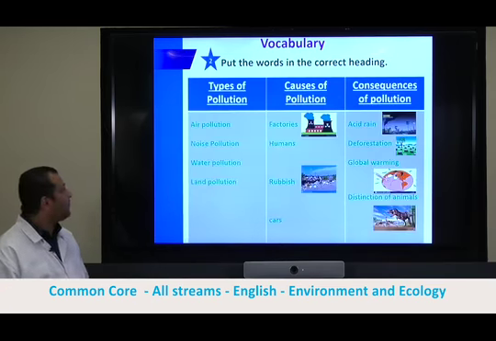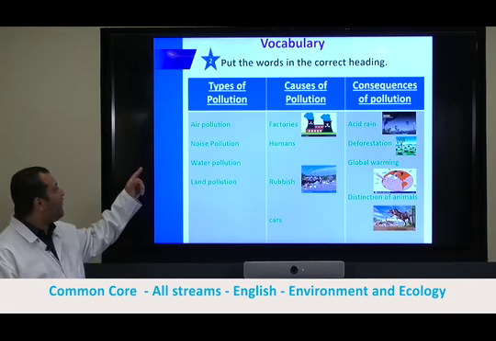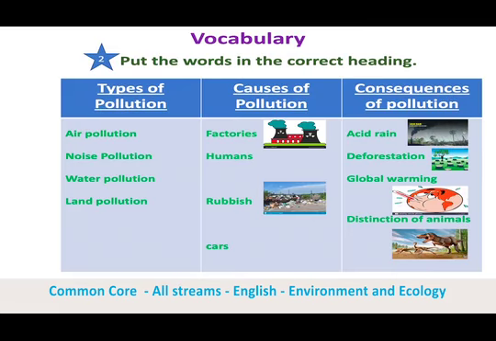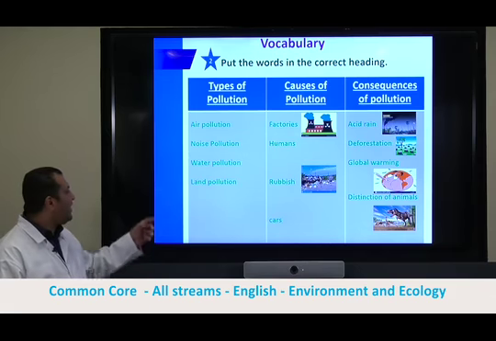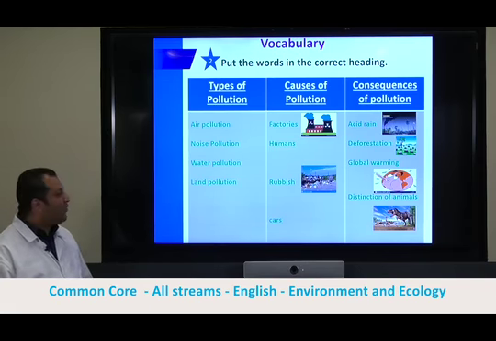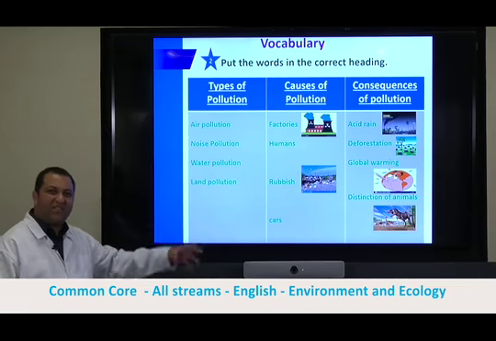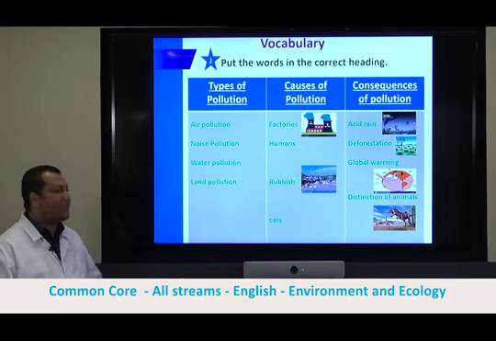Let's correct. Types of pollution, we have air pollution, like the smoke, for example, given off or emitted from factories, from vehicles. It causes air pollution. Noise pollution, water pollution, rivers, seas, oceans, etc. And land pollution, throwing the rubbish in the street causes land pollution, etc.